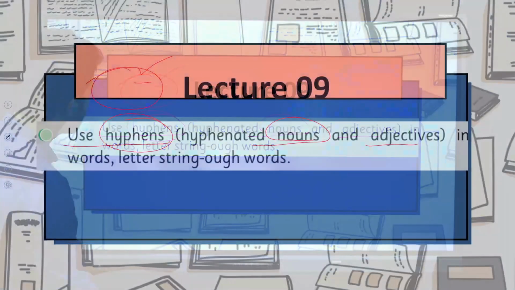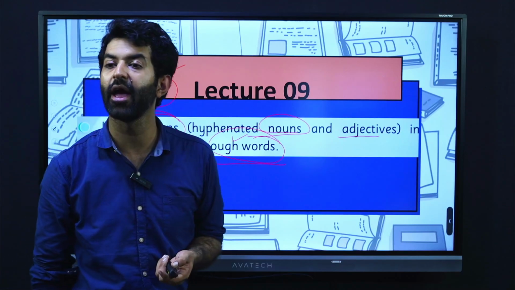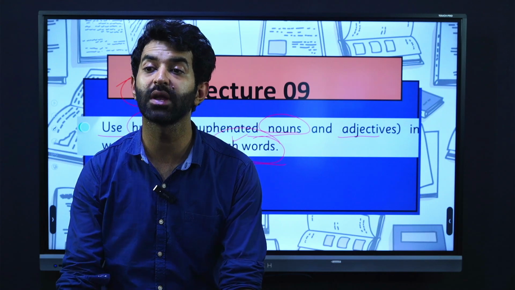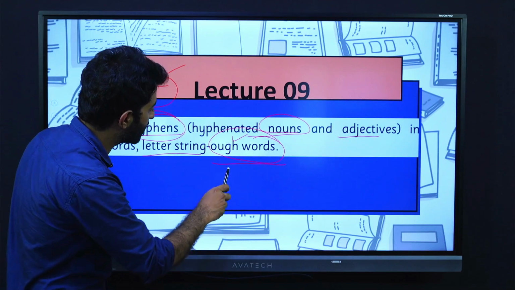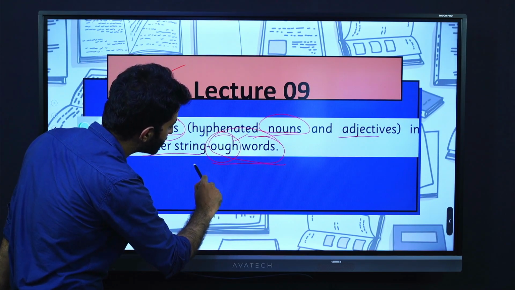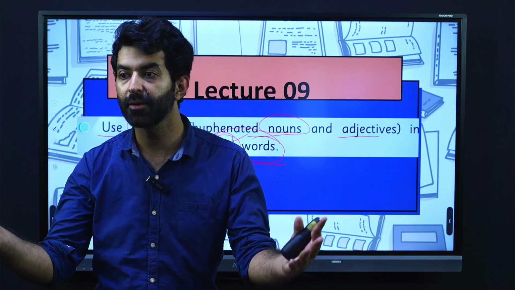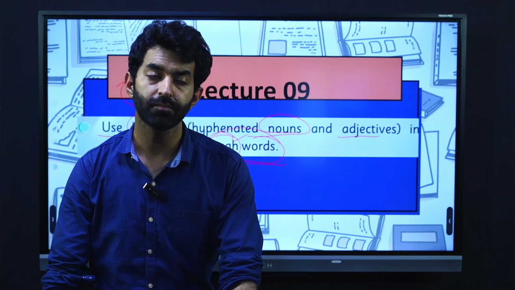So we will see letter string OUGH words. ये जो OUGH words होते हैं, जैसे through है या though है, how do you spell these words? How do you pronounce these words? जिनके एंड में ये लेटर पैटर्न आएगा OUGH. कितने वर्ड्स बनते हैं इससे? बहुत सारे. एंड दे आर प्रोनाउंस्ड एंड रिटन डिफरेंटली.